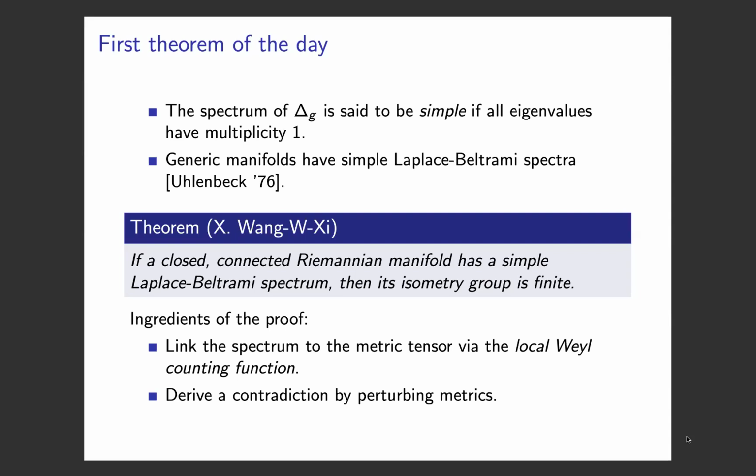It's very much in the flavor of "can one hear the shape of a drum," but we use the local counting function instead of the spectrum of the Laplace-Beltrami operator. And it gives you a little bit more information. And then we actually prove this by contradiction, by perturbing the Riemannian metric and then constructing a contradiction that way with the uniqueness result from the spectral inverse problem.